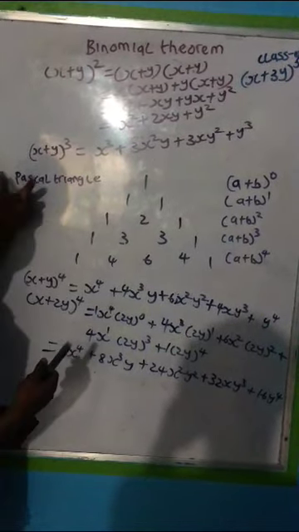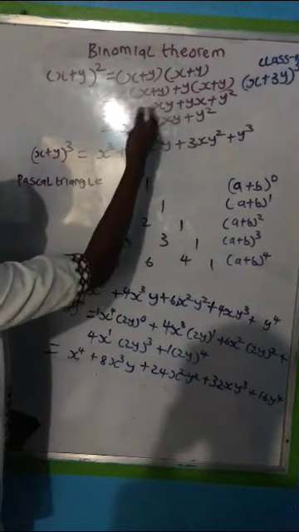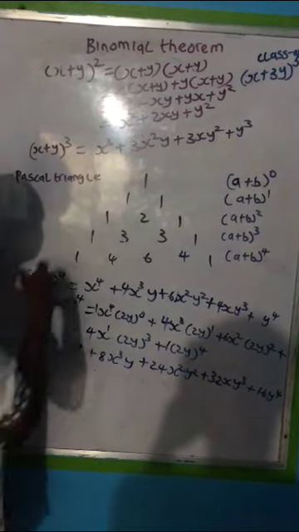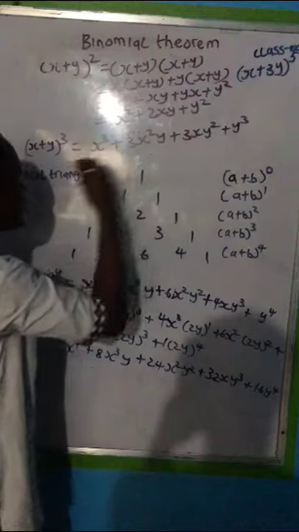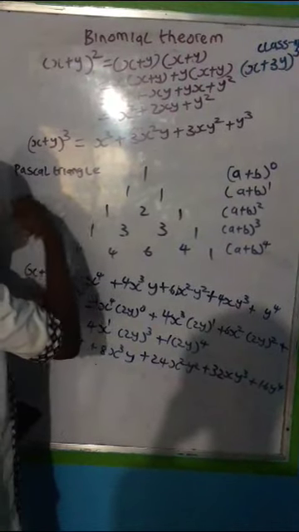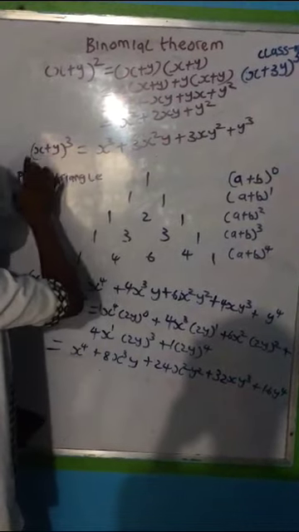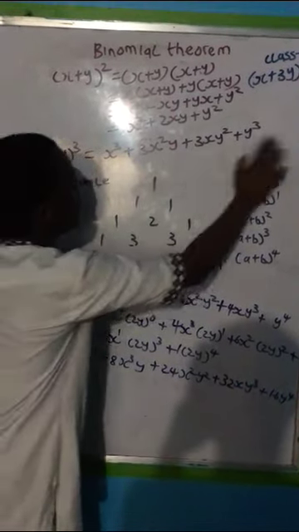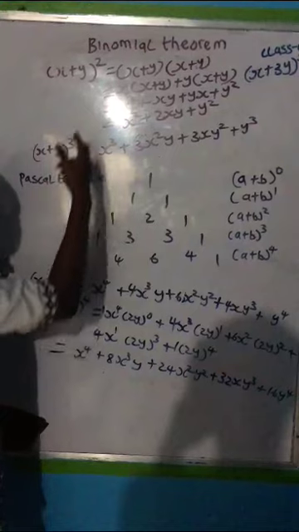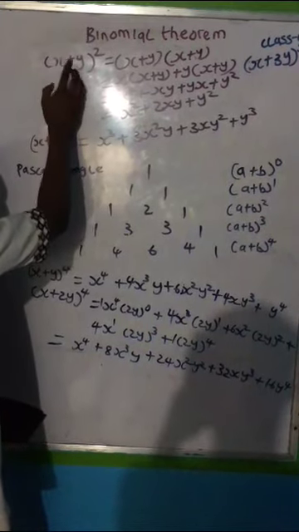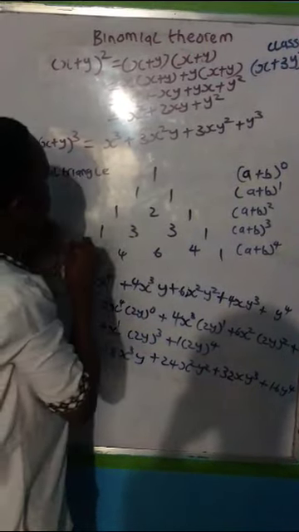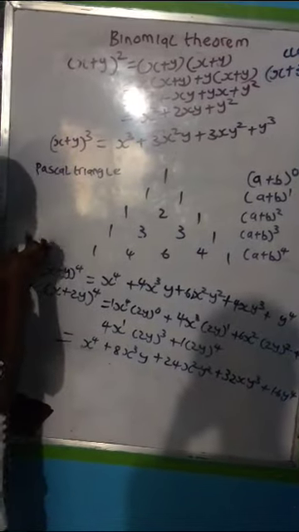When you have x plus y raised to power 10, will you now start? No, it's wrong. So that is why we need to know what is called binomial theorem. Majority will be wondering how I knew that x plus y raised to power 3 will give me all this without even trying to solve it as I solved the first one. Don't worry, it's not hard. There is a trick to this binomial theorem.